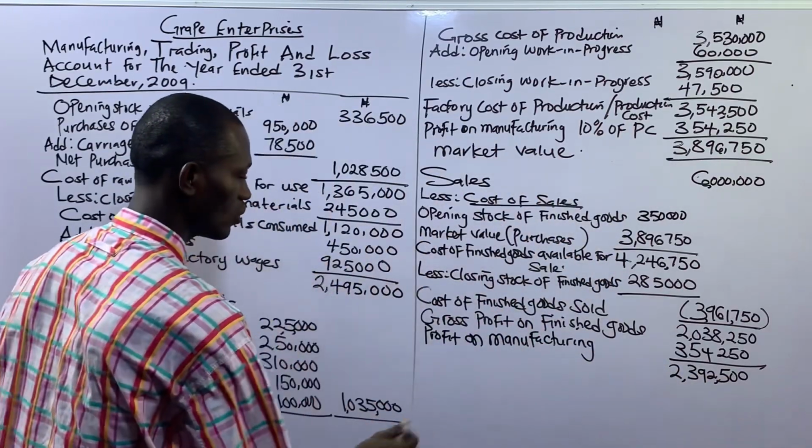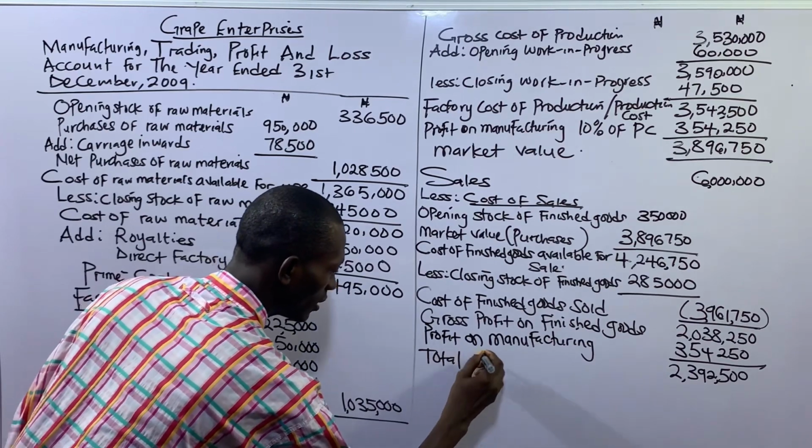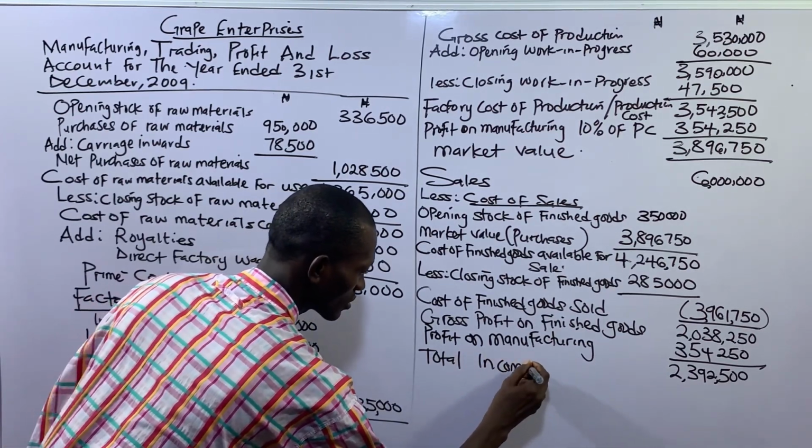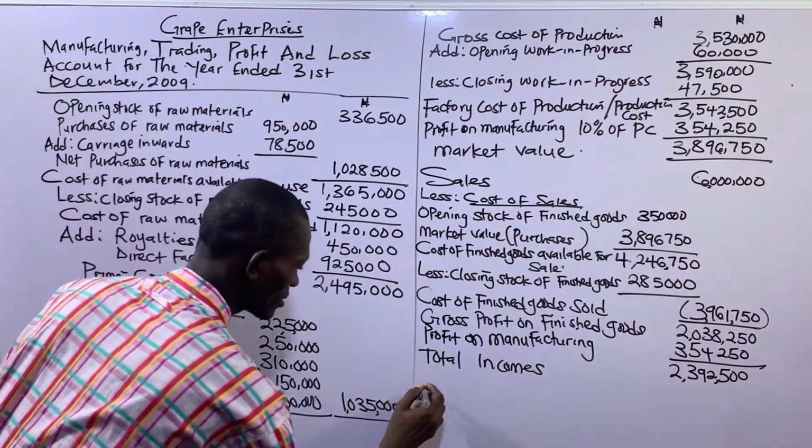So this is basically what we have. This is the total incomes. Then we less our expenses now. So less.